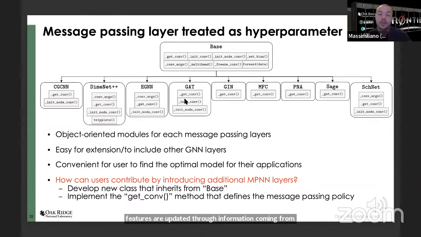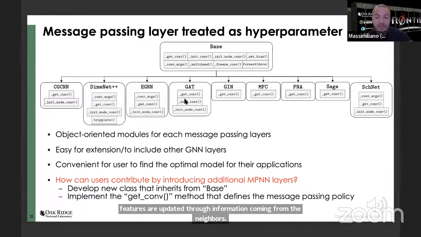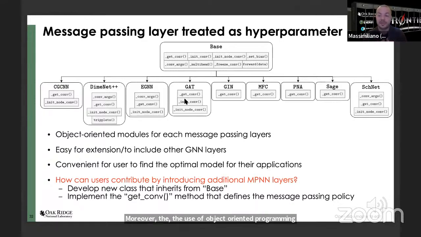Moreover, the use of object-oriented programming also enables the opportunity for us to establish new collaborations with other institutions, because if any of you wants to develop a new customized message passing policy, then we can collaborate with you to very easily and flexibly encapsulate your own implementation of message passing neural network within the existing object-oriented framework of HydrogenNN.